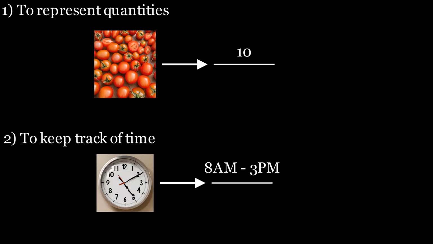So basically, the number system gives us a way to quantify things and also keep track of time, which helps us to be organized.